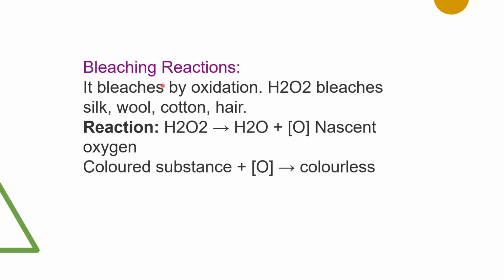So, bleaching reactions. Hydrogen peroxide bleaches silk, wool, cotton, and hair. So, hydrogen peroxide changes to water plus nascent oxygen. This nascent oxygen attacks the colored matter and makes it colorless.